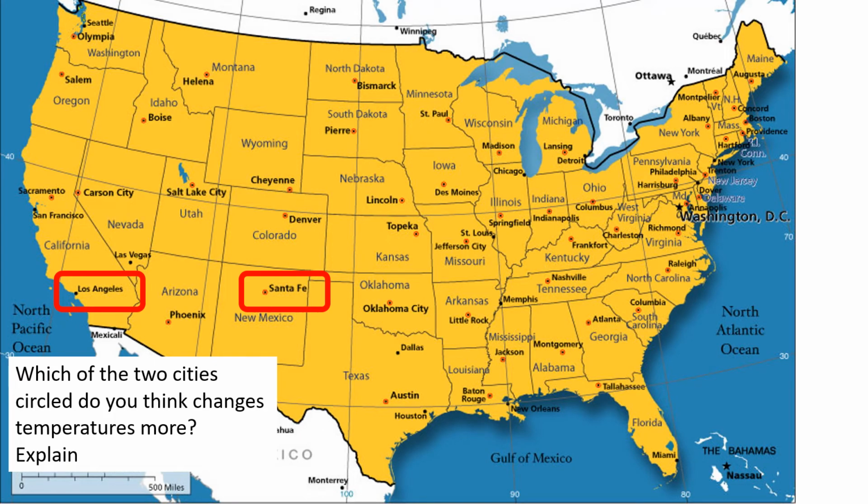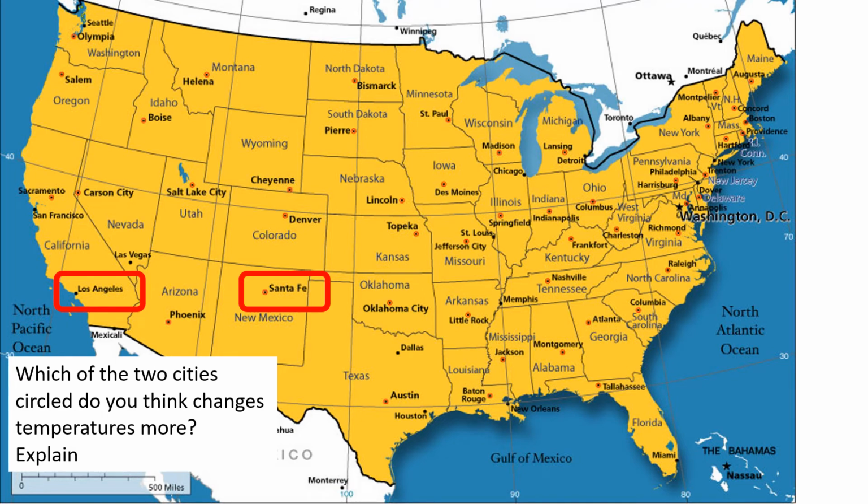So hopefully you've gone through and you have made your guesses. You've tried to explain, at least in your head, the answers to these questions. You notice these are explain type questions. These are not necessarily just multiple choice type answers. So which one of these 2 circled cities do you think will change temperature more? Which is going to be able to get hotter and colder?